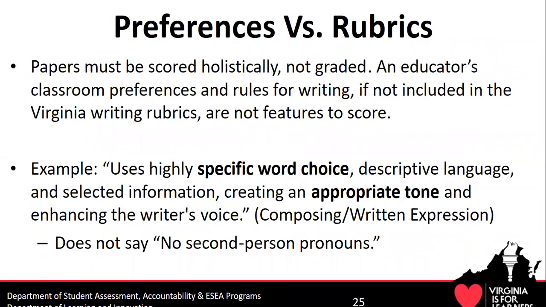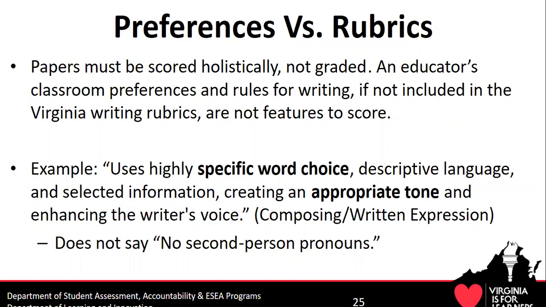So now we will talk a little bit about the difference between grading and preferences, a teacher's preference in scoring or grading versus a rubric. Papers must be scored holistically, not graded. An educator's classroom preferences and rules for writing, if not included in the Virginia writing rubrics, are not features to score. So we know teachers are frequently grading papers and pieces of writing in their classrooms for specific classroom or division criteria or teacher preferences. But when scoring using the Virginia rubric, it is important to look at that and score holistically.